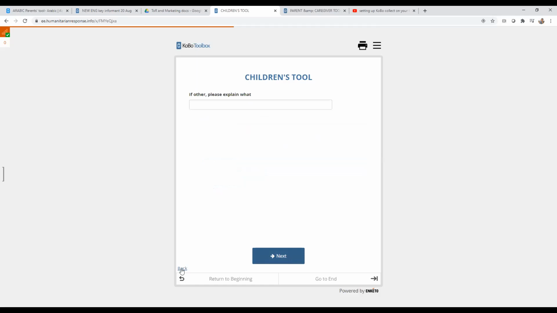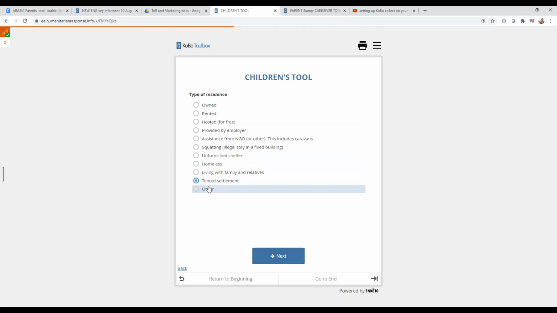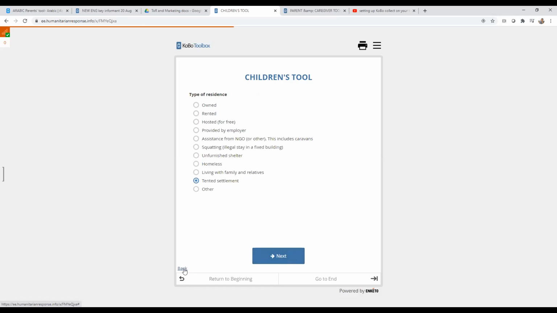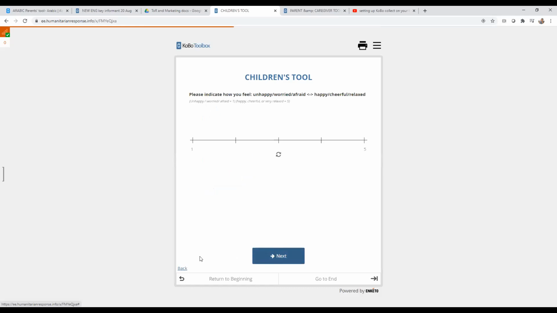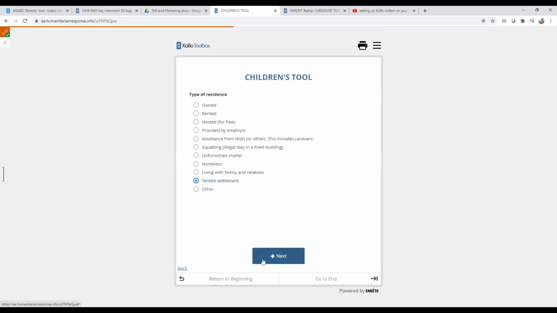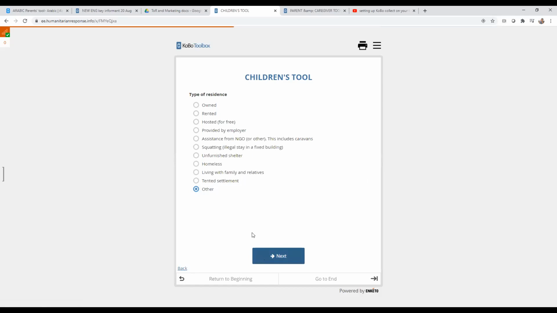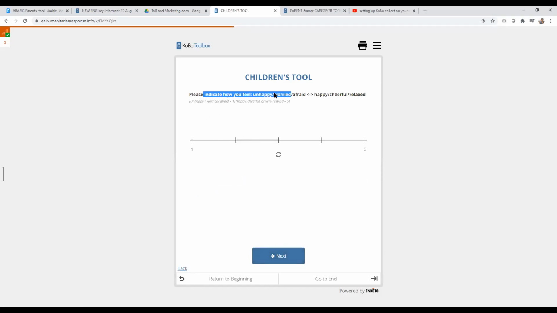Or if other, this is a mistake, I see, because it should only be other. I have to take note of this, just one moment. Only when you mention other should it give the option, but now it's giving the option by tented settlement. I'll make that correction.